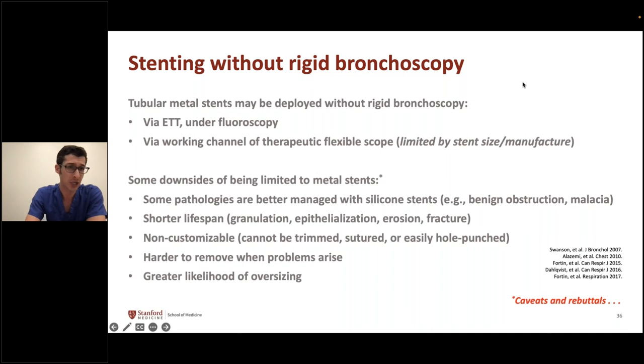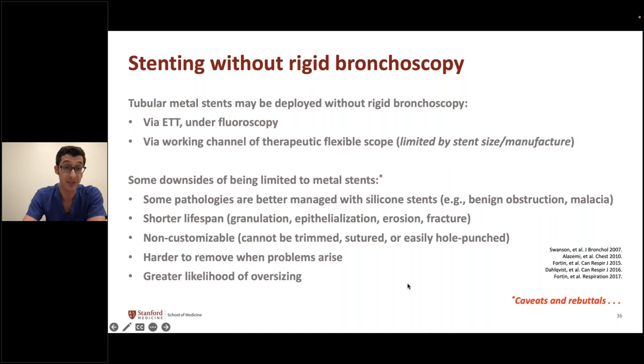In the last few moments, I want to talk about stenting without rigid bronchoscopy and then present some cautionary cases, or some cases that I think are reflections for me and for my team, where we think about how we do things differently, or how we could do things that are ultimately better for our patients.